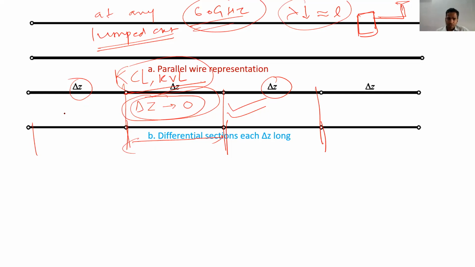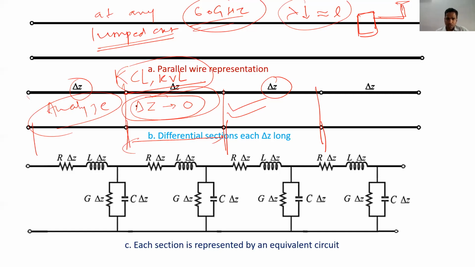Okay. Now we consider each subsection. We need to analyze each subsection. So how do we model each subsection? We saw last time. We model it using R, L, G, and C. Can anyone tell me why these R, L, G, and C come into picture?